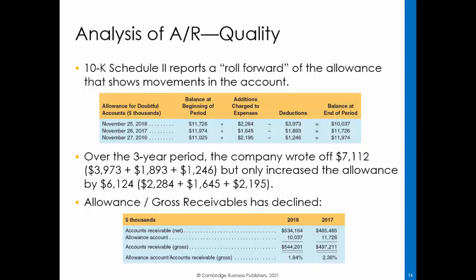Over the 3-year period from 2016 to 2018, the company wrote off $7,112 while only increasing the allowance account by $6,124. Because Levi Strauss has not sufficiently replenished the allowance account for write-offs over the 3 years, the balance in the allowance account has declined. This would not be an issue if gross receivables decline proportionately, but that is not the case. The allowance account as a percentage of gross receivables has declined.